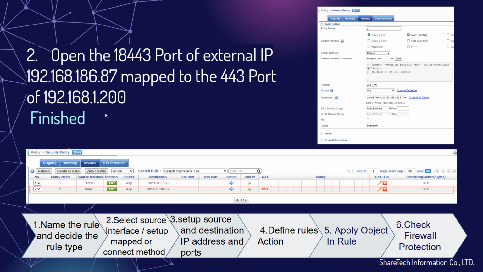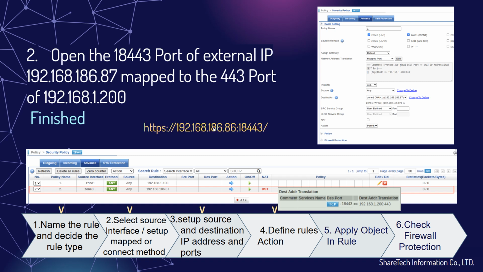After the second requirement is complete, the rule will look like this, and the configuration steps only use step 1 to 4. If you want to confirm which ports are mapped, you can hover the mouse pointer over DST, and it will be displayed. Once this configuration is complete, it means I can use this URL to connect to port 443 on 1.200.